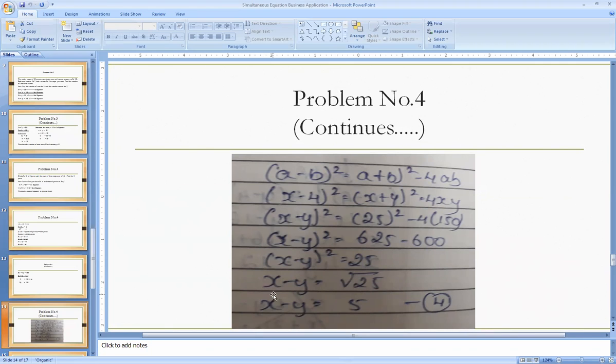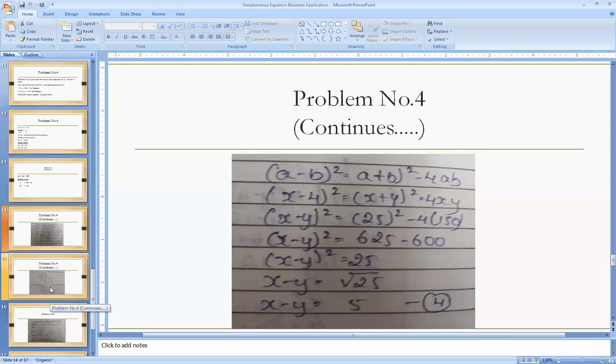Therefore, to calculate the value of x minus y, we remove the square by taking the square root of 25. We are getting one more equation. Still we have not calculated the values of x and y, but we got an equation, that is x minus y is nothing but 5. So let us check how to calculate.